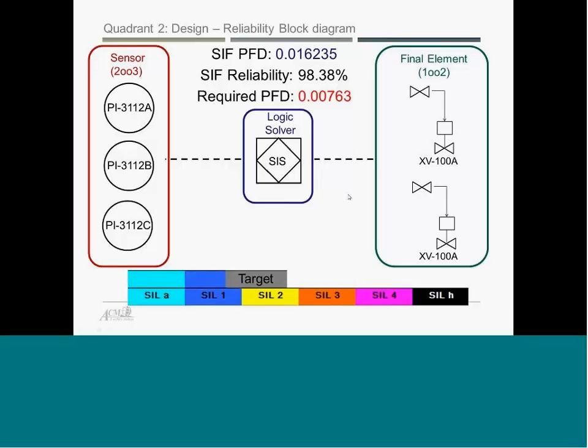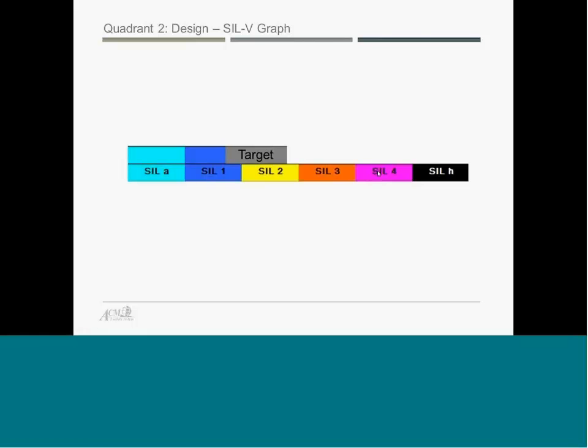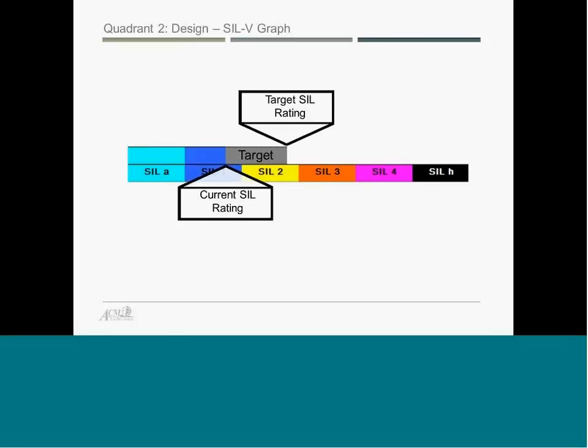At this point, have we actually met our reliability? You can see the numbers there, but I'm going to show you another visualization that's used by Profiler, and that's going to be your SIL graph. What this shows, the colored part, is your current SIL rating, and the target SIL rating is the gray there. So at this point, we haven't met our required SIL. We're at a SIL 1, and we need a SIL 2.